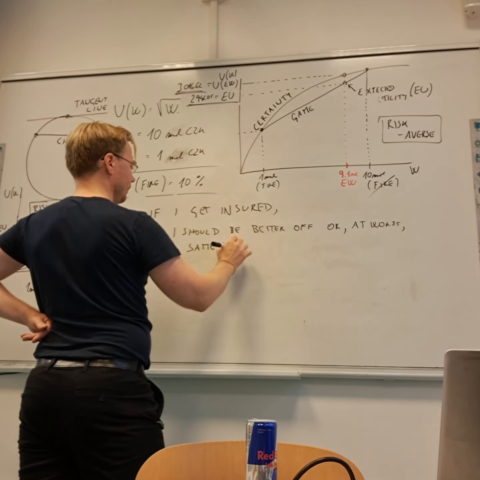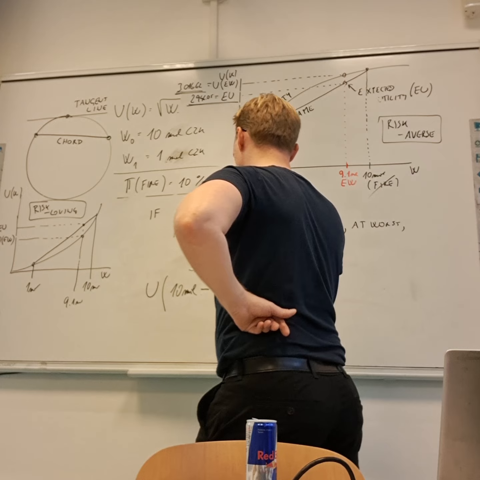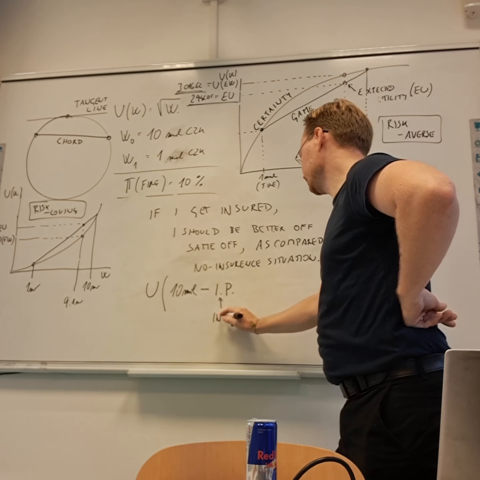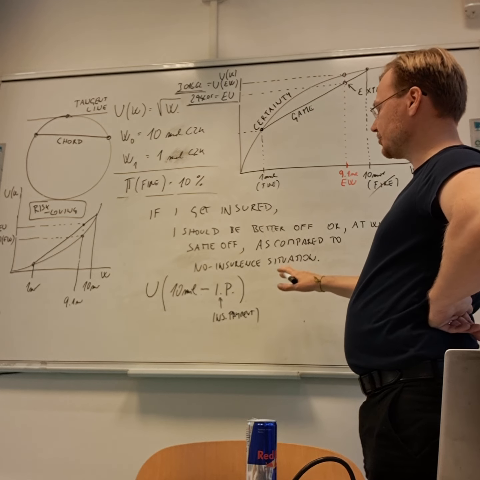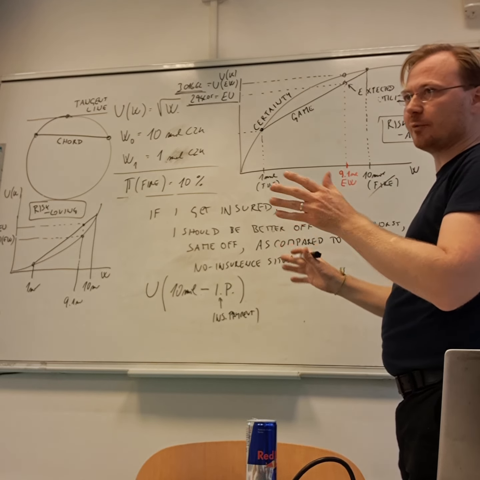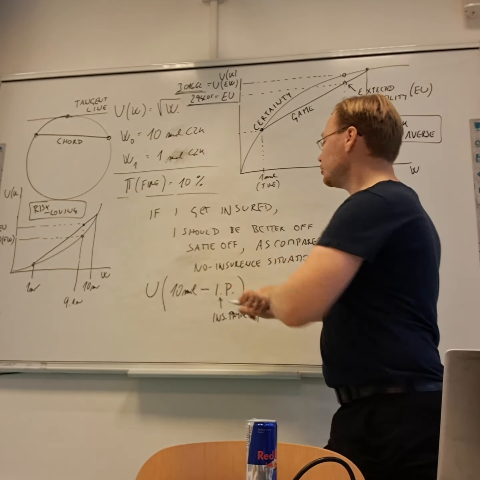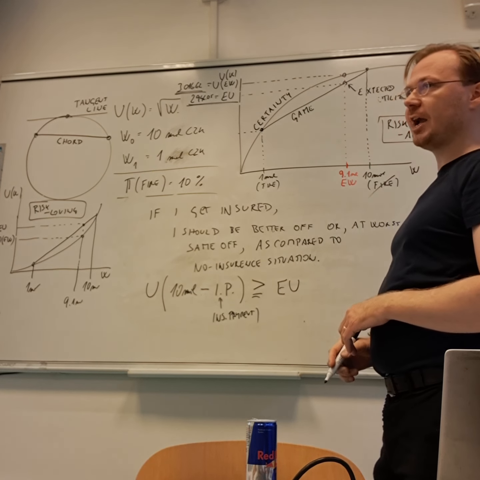So let's translate it into some kind of equation. My utility from the 10 million minus insurance payments, let's call it insurance payments. My utility after I pay this will be a sure utility, because there will be no risk anymore, because that's the point. After I pay the insurance premium, I don't have to be afraid that there will be a fire, because even if there were a fire, I will get my money back. So my utility after deduction of this insurance payment should be higher or at worst equal to the expected utility of the game fire.